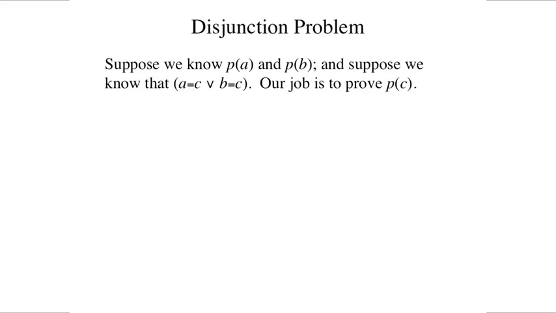Here's a slightly more complicated example. We know that P of A is true, and we know that P of B is true. Suppose we also know that A equals C or B equals C, but we do not know which. Let's prove that despite this uncertainty, we still know that P of C is true.